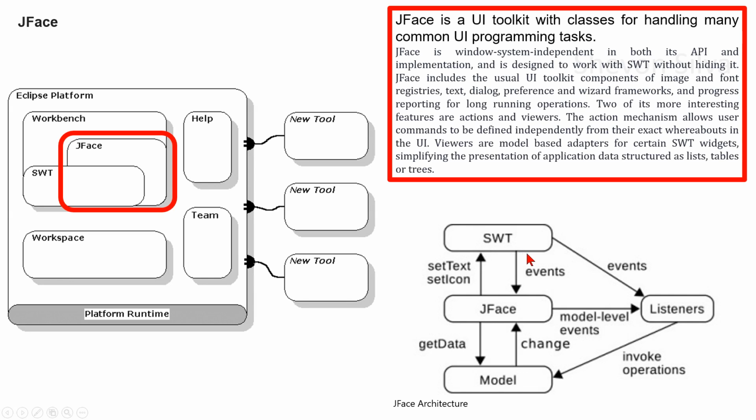SWT reports the index of the row. JFace translates that index into the model element it has previously rendered in the row and reports that this model element has been selected. In effect, the application is shielded from the cumbersome details and can always work in terms of its own data structures.